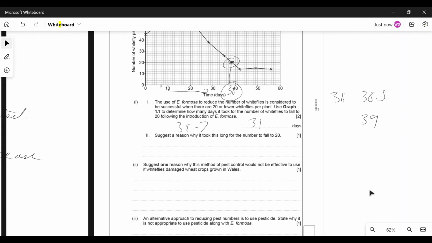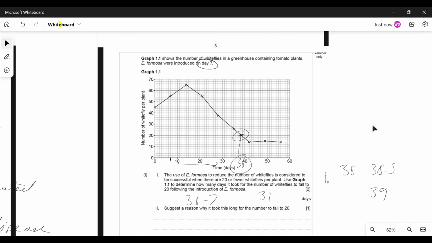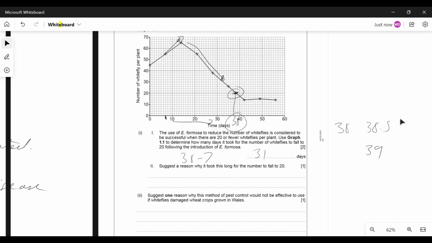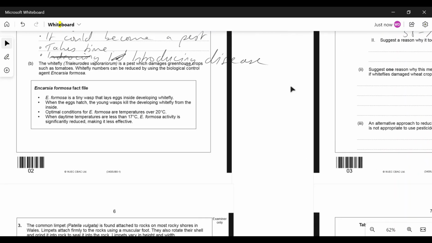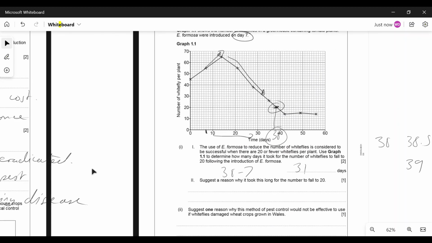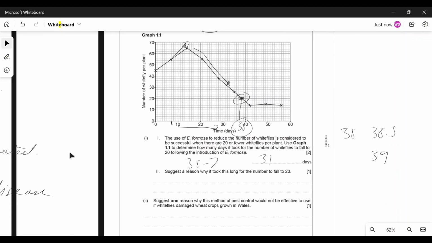Suggest a reason why it took so long for the number to fall to 20. Okay, so after day 7 it did initially rise for a little bit before the numbers started to fall down. So the reason why is they needed to lay their eggs inside the whitefly, and then the eggs also need to hatch, and they need time to do that.